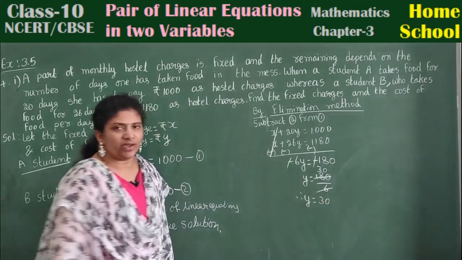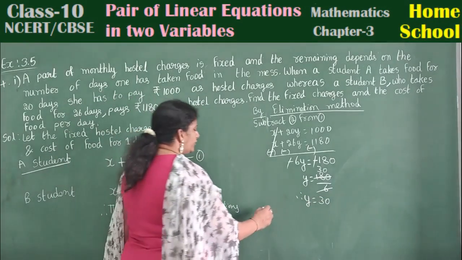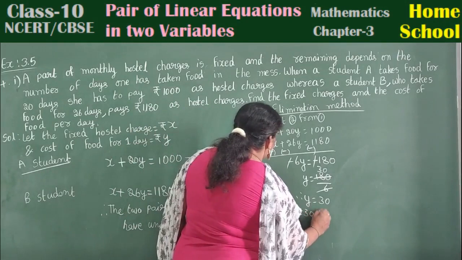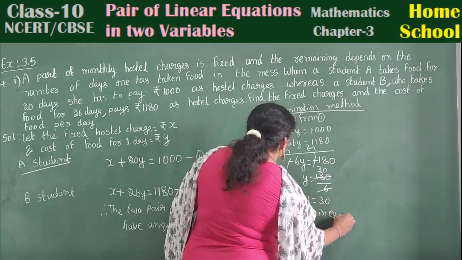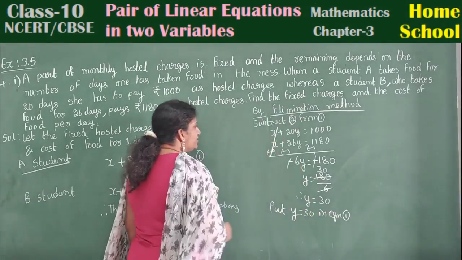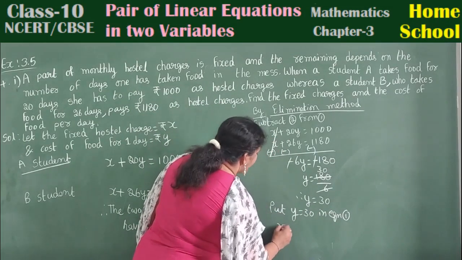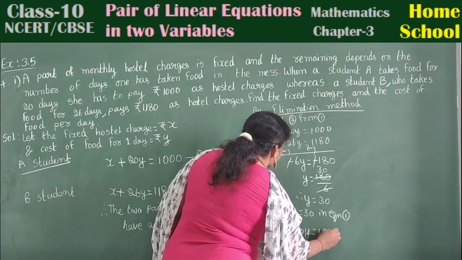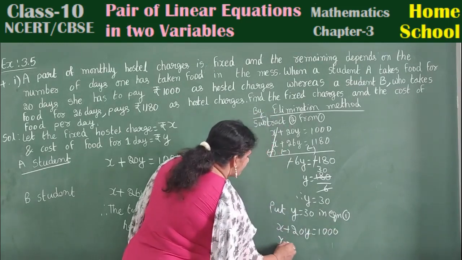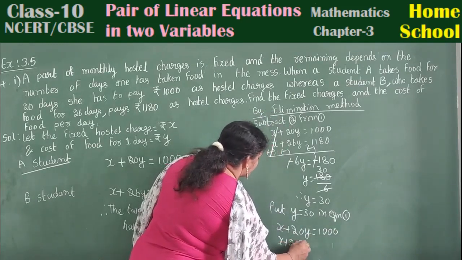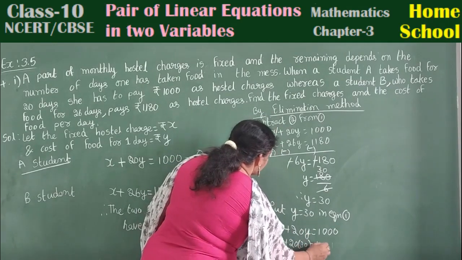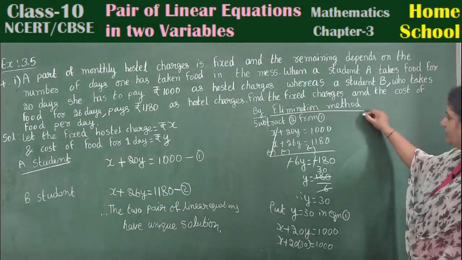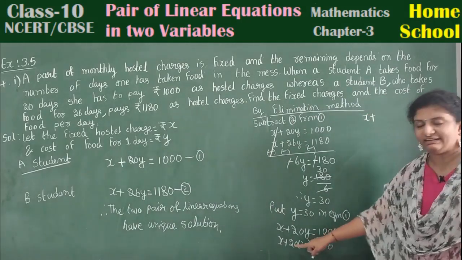This y, where I need to substitute? Put y is equal to 30 in equation 1. What is your equation 1 here? x plus 20y is equal to 1000. x plus 20 into 30 is equal to 1000. That will be 20 30s.